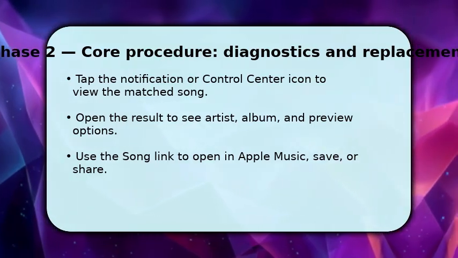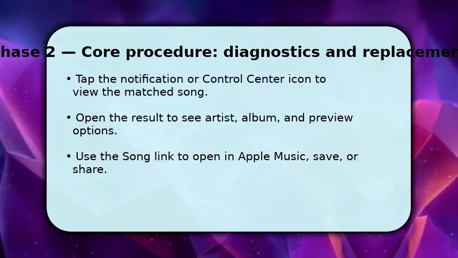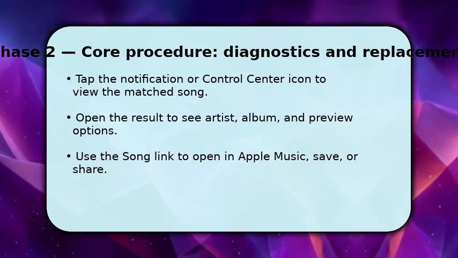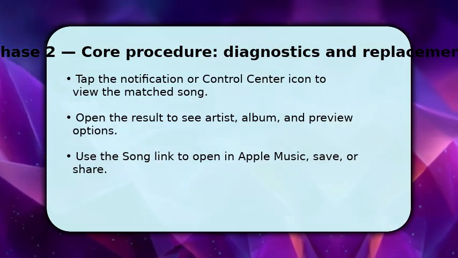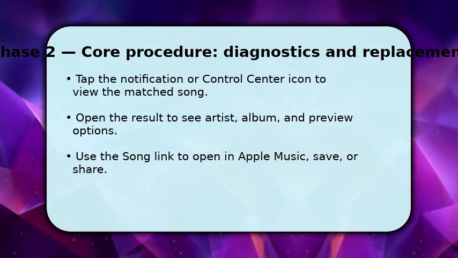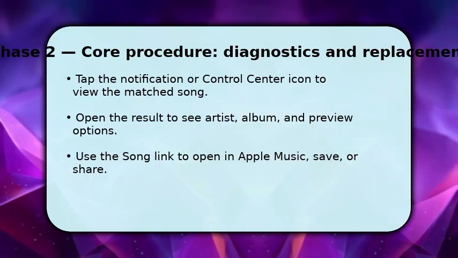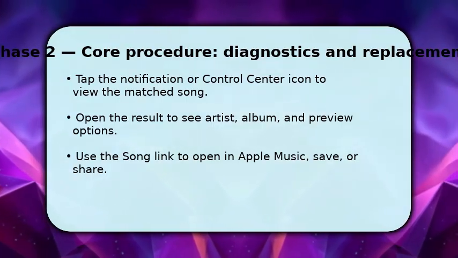You can preview the track directly, and there's usually a link to open the song in Apple Music or your preferred streaming app. Tap that to listen fully or buy. Make sure to check the timestamp and small text if multiple versions exist. Sometimes live or remix labels appear, so confirm you've got the correct version before saving or sharing.